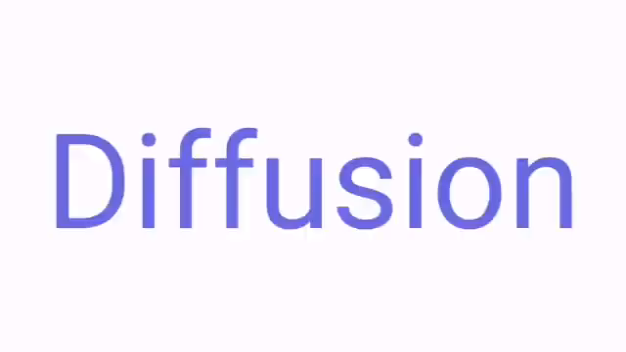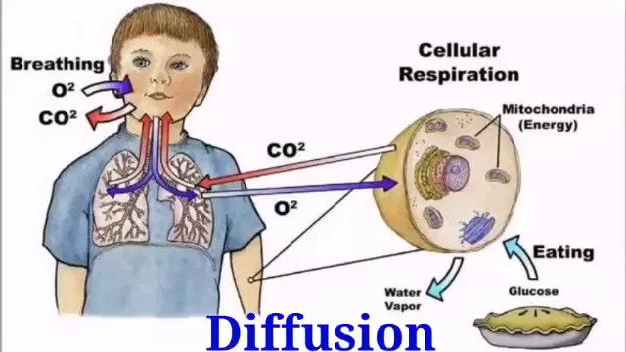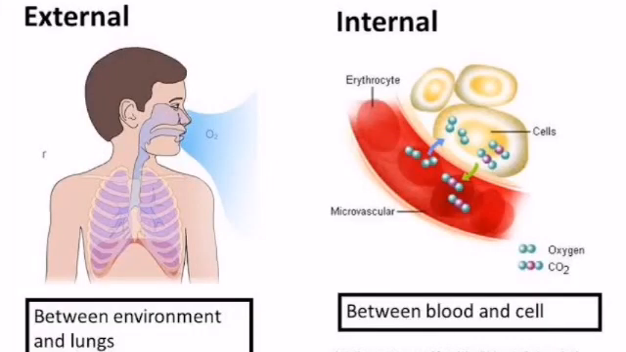Similarly, O2 enters the cell by the process of diffusion when the concentration of O2 inside the cell decreases. Thus, diffusion plays an important role in gaseous exchange between the cells as well as the cell and its external environment. Let's see what are the importance of diffusion.